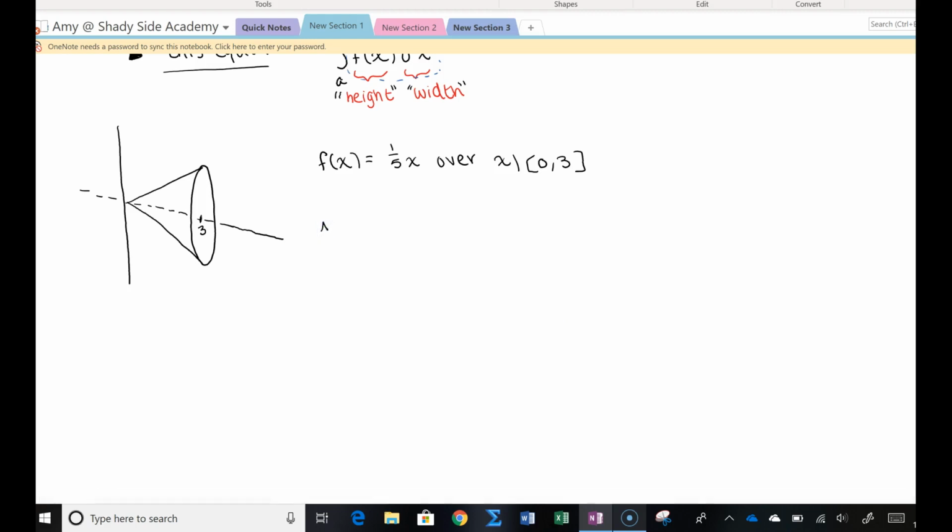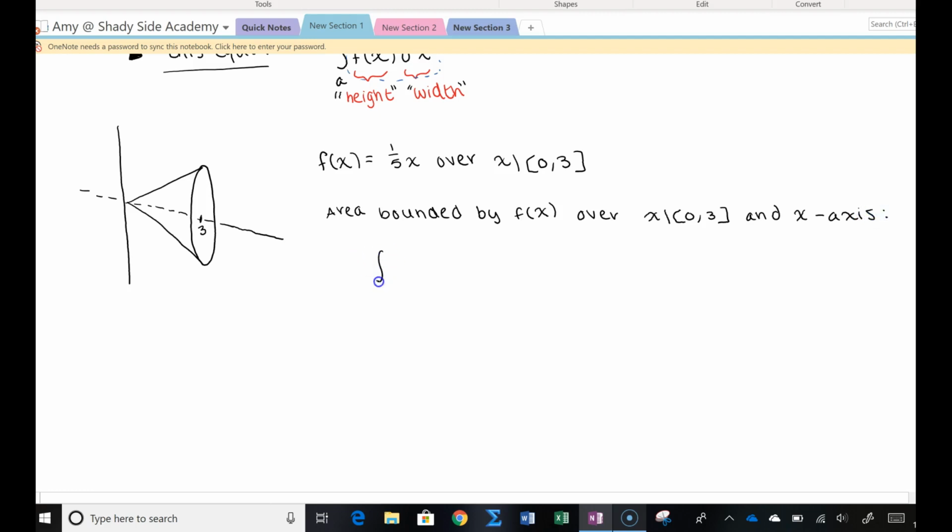Okay, what's that? The area bounded by f of x over the interval of x from 0 to 3 and the x-axis. So the area bounded by that line and the x-axis over the interval from 0 to 3. What would that be in the context of this picture? The whole thing, there's a piece of it. What part is that, Jason? I don't know. It might be like half of the area of the cross section.